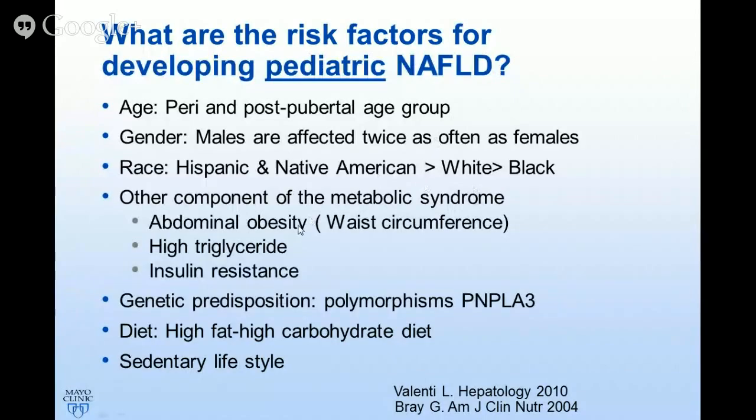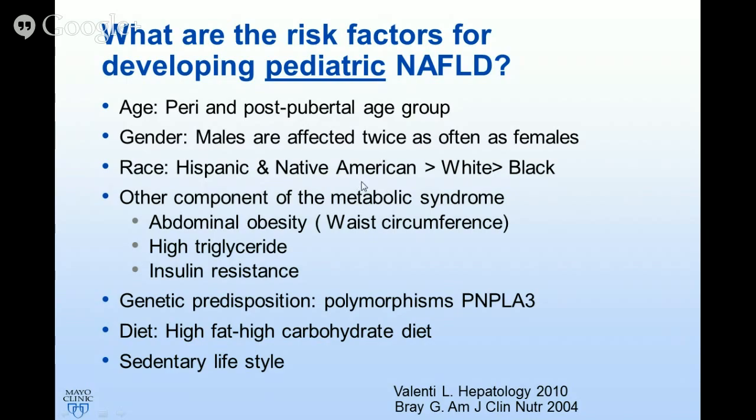Here I list abdominal obesity, high triglyceride, and insulin resistance. Genetic predisposition: several genes have been described to be associated with non-alcoholic fatty liver disease. Here we are listing one of them, but at the end we have to acknowledge that the gene predisposes and the environment disposes, and a diet rich in high fat and high carbohydrate content, in addition to a sedentary lifestyle, are the major risk factors.